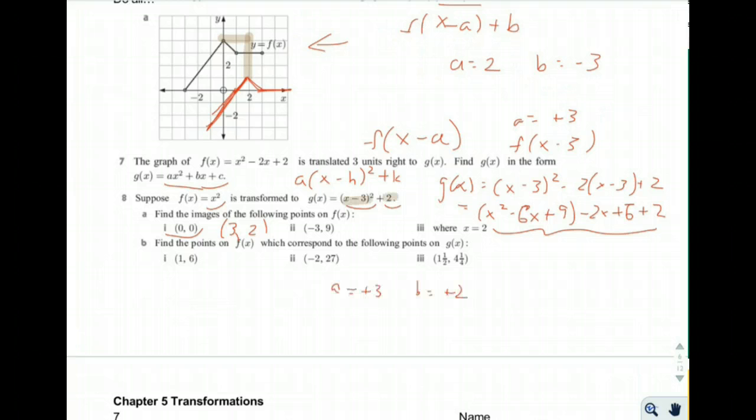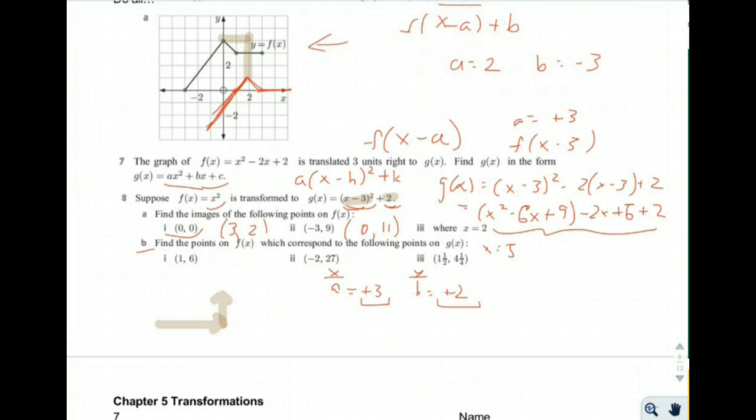You can also think of it this way. Whenever we have x minus a and plus b, we know that the translation is going to be a is the x translation and b is the y translation. So we're moving over 3 and we're moving up 2, for example. So all these points can be found by adding 3 to the x coordinate and adding 2 to the y coordinate. So you can see that, like this one, for example, would become negative 3 plus 3 is 0, and then 9 plus 2 is 11. Okay? Where x equals 2. Well, x equals 2 would become x equals 5, right? Because 2 plus 3 is 5.